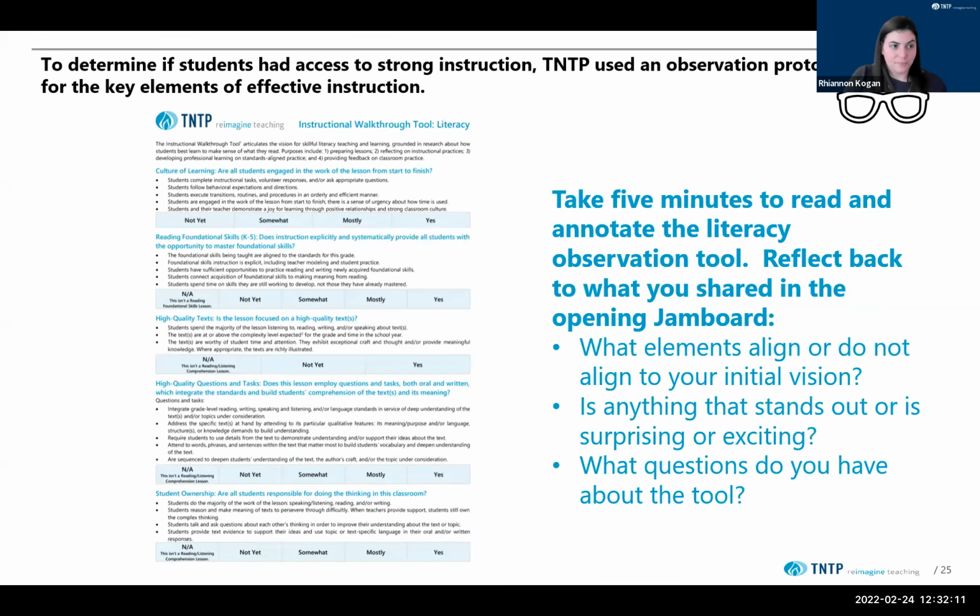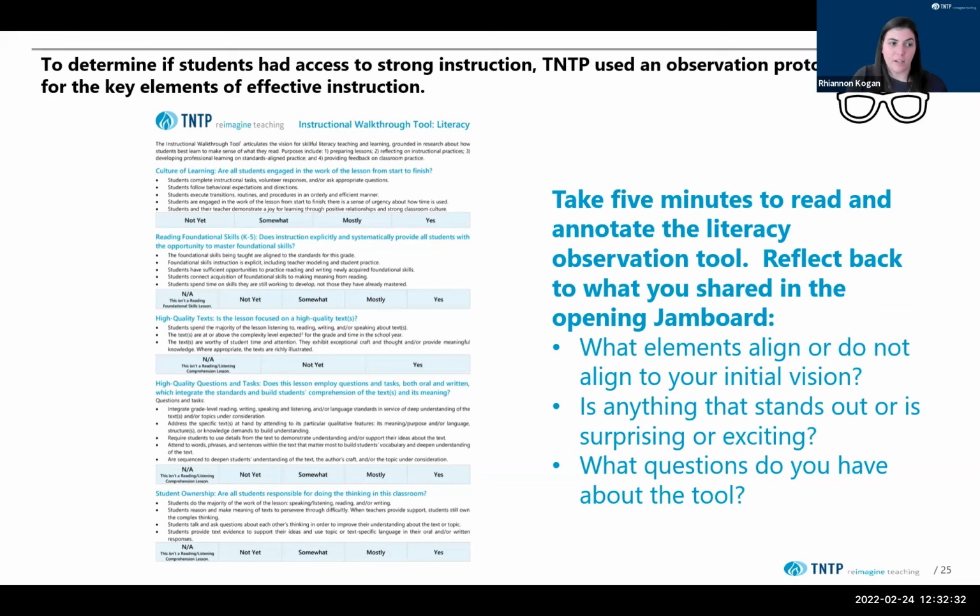In your note catcher, we're finally going to dive in. You have a link to the ELA Instructional walkthrough tool that we used in the opportunity myth, and that is the tool that we're going to be practicing with today. This tool is in many ways a guide for us. So we're going to take 5 minutes to read through the content section of this tool independently.